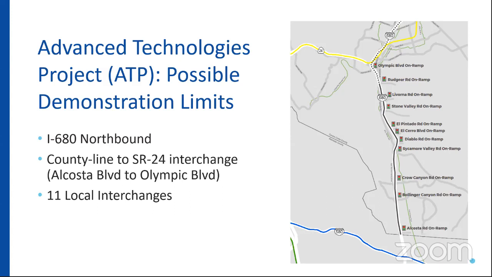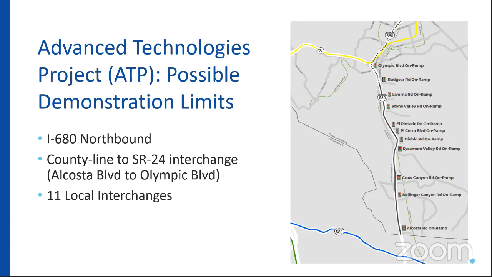Now, Tim's talked a lot about the northbound express lanes completion project. That is to the north of the study area that we're looking at, and that is for the very reason that construction in that corridor would be problematic as a demonstration of advanced technologies. So we're looking to steer clear with our initial project.